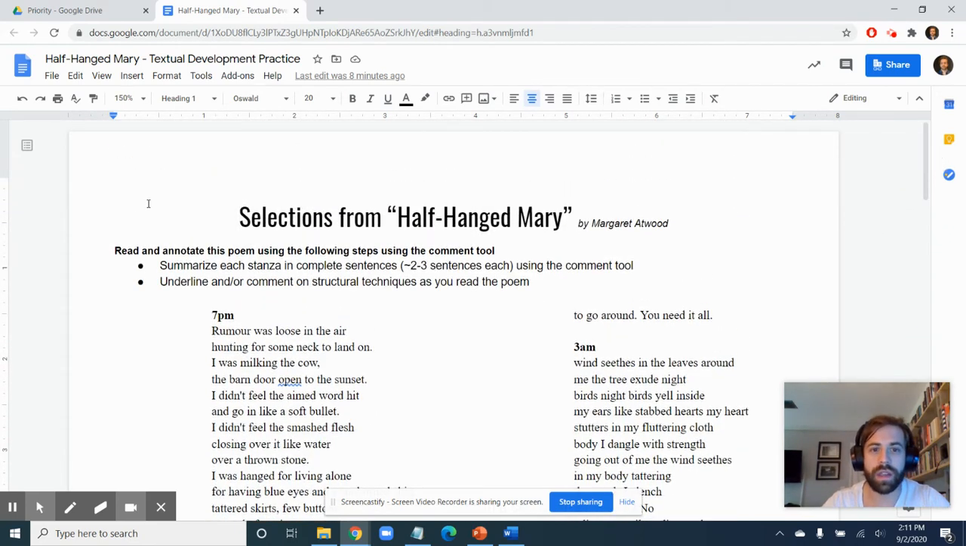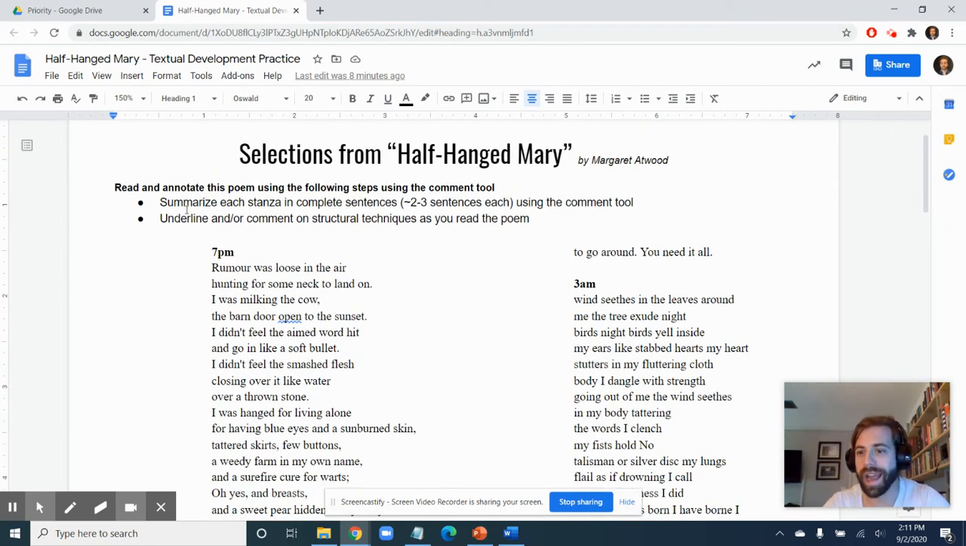So this is selections from the poem called Half Hanged Mary by Margaret Atwood. It's sort of an introduction to our first long-term story that we're going to read, called The Crucible, about the Salem witch trials. And so what I'm asking you to do is read and annotate this poem using the following steps and using the comment tool.